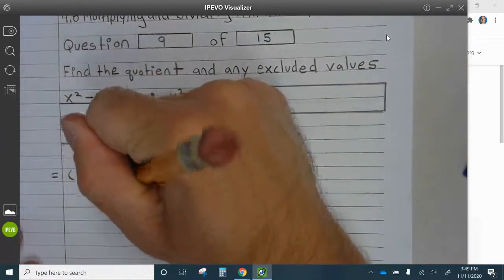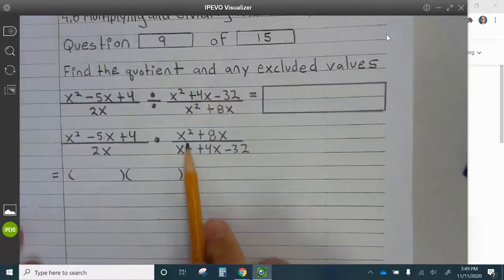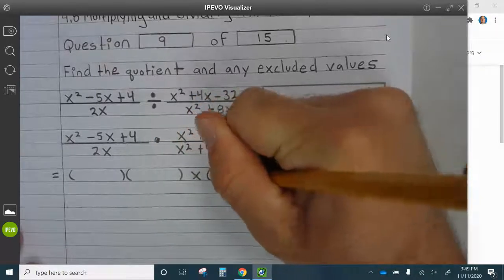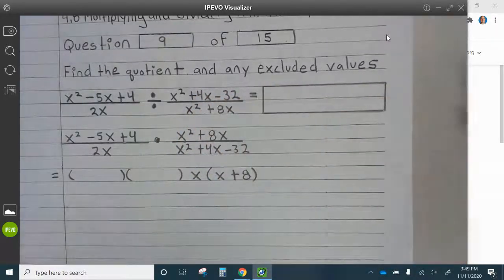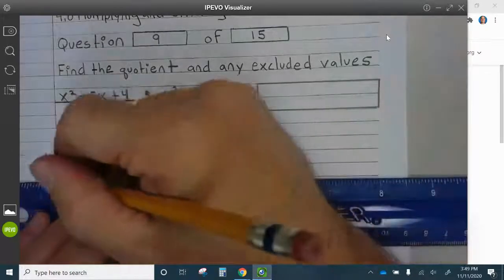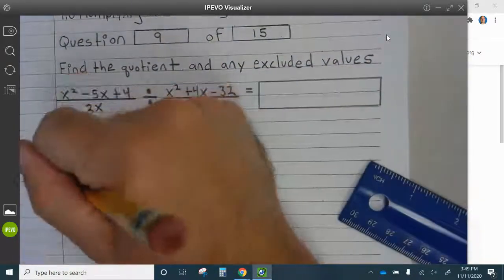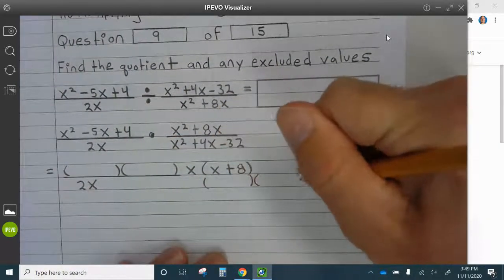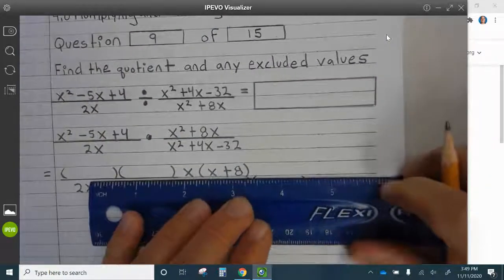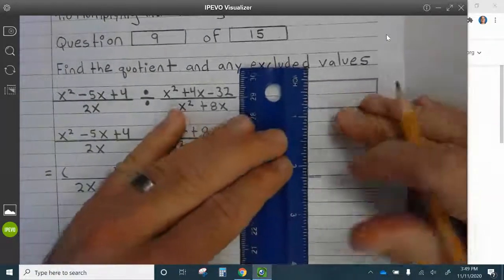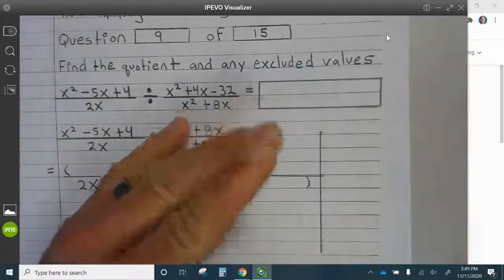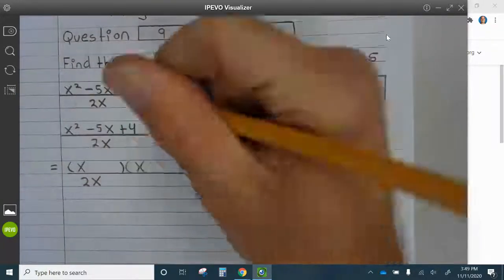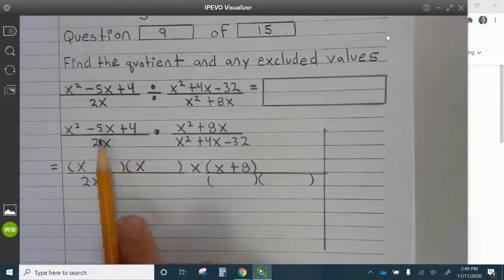So x squared, we know 2 parentheses. Here we can factor out an x from both terms, so that's x times x plus 8. This is just divided by 2x. And then this, 2 parentheses. All right, so let's factor this. We know x times x makes x squared. We need to find out what combination multiplies to give you 4 and combines to be negative 5.